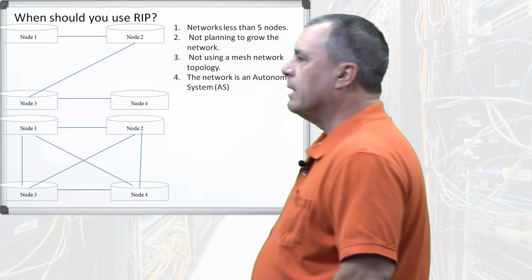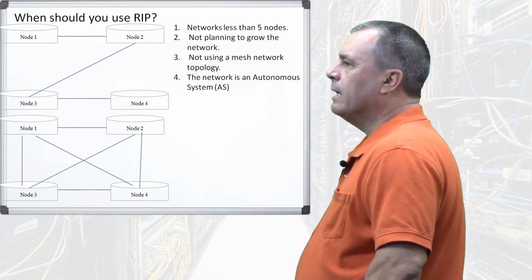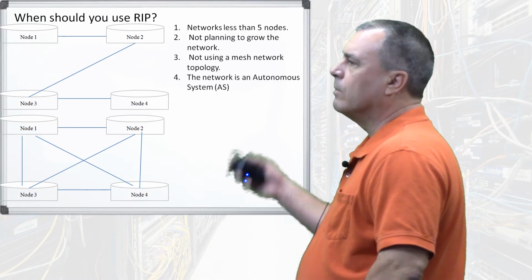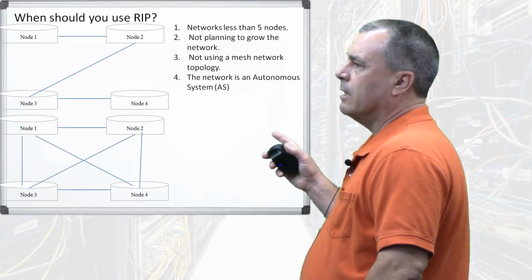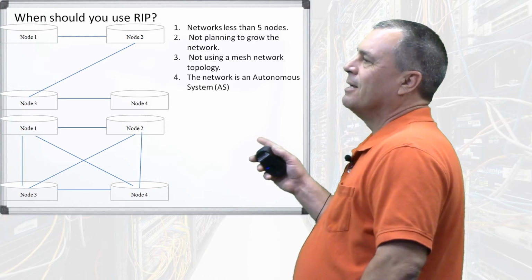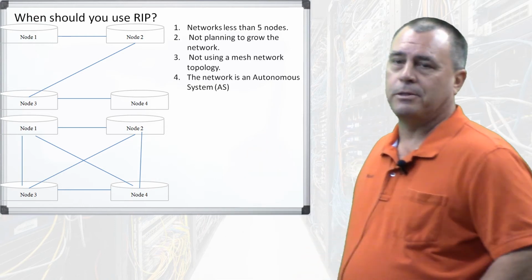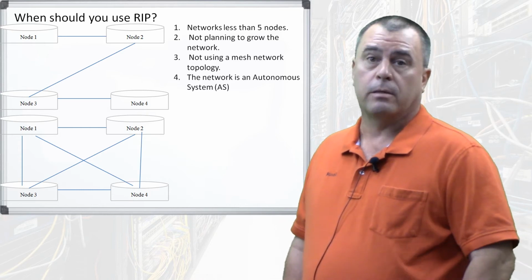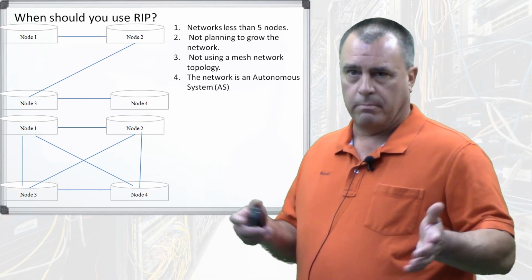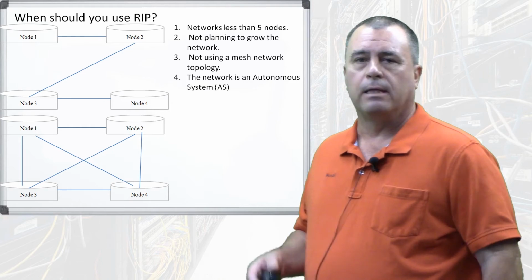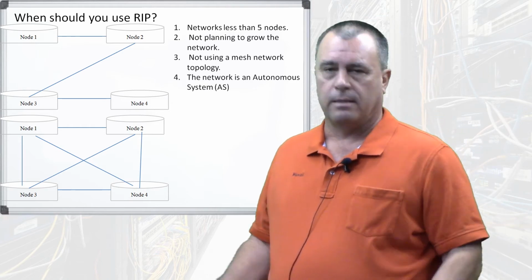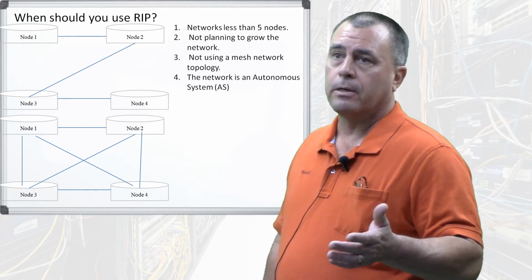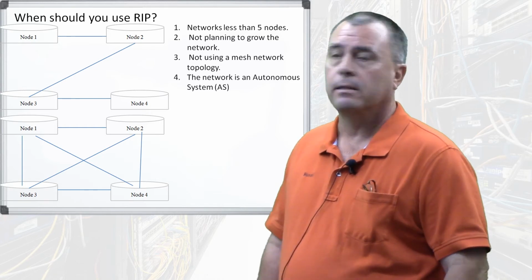Okay, and the not using mesh network. Yeah. Oh, and the network is an autonomous system, and autonomous just means it's owned by the same organization or person, right? So our test network that we have in the lab here is an autonomous system, and they also have exterior gateway protocols, would be something like BGP.